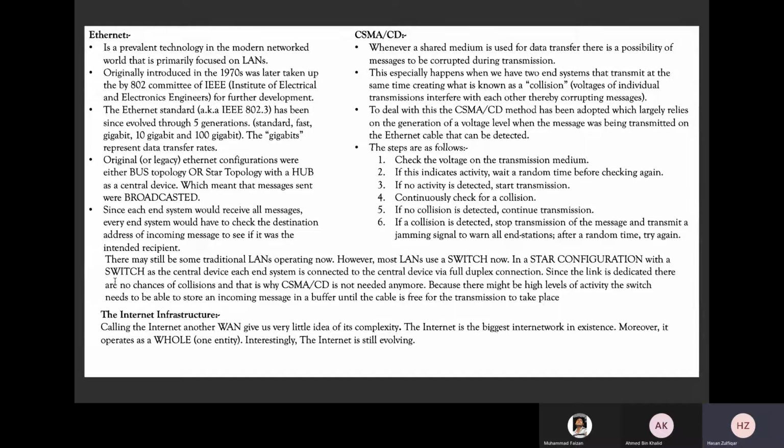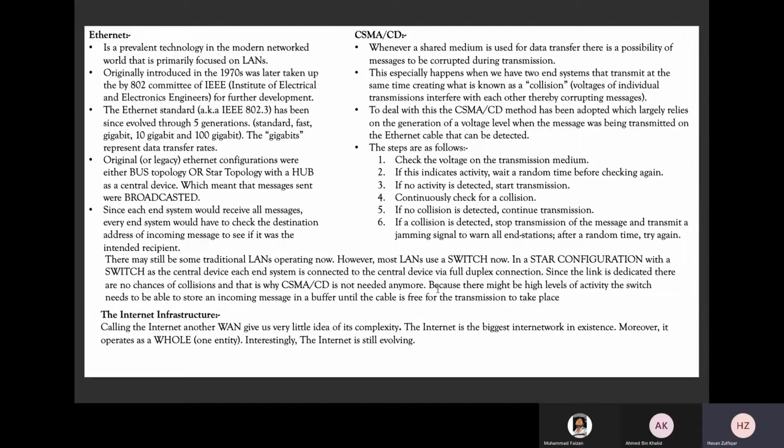Since the link is dedicated, there are no chances of collision, and that's why carrier sense multiple access with collision detection was not needed anymore when we moved towards the star configuration, which is most commonly used now, particularly when the central device is a switch. So considering these two features, CSMA/CD was not needed anymore. It was needed while the bus topology was still being used, data was being broadcast, and the medium was shared.